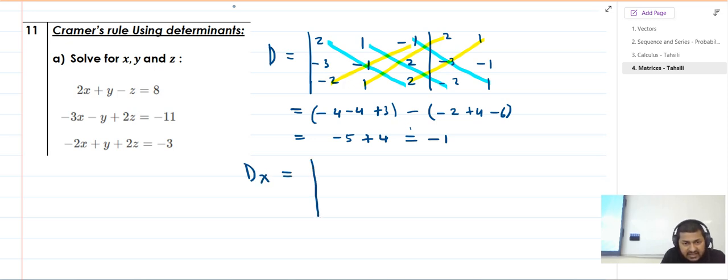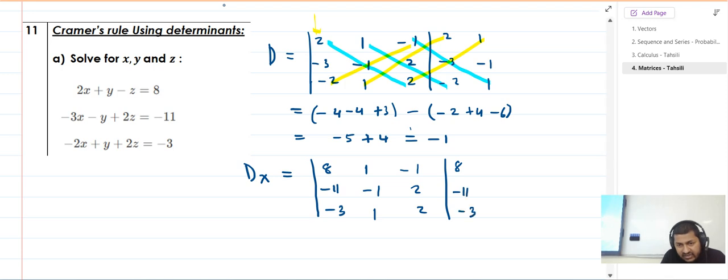Take 8, 11, 3 and substitute it into the first column, right? So 8, 11, 3. Now write the rest. 1, -1, 1, -1, 2, 2, right? Again 8, 11, 3, 1, -1, 1. Now let's find the determinant of this.